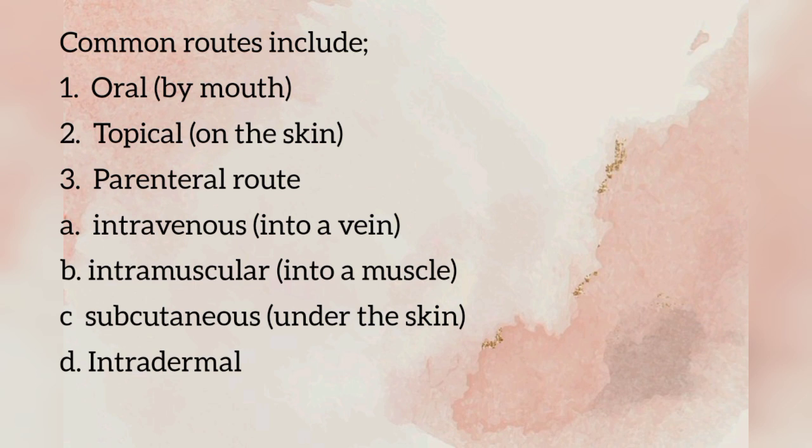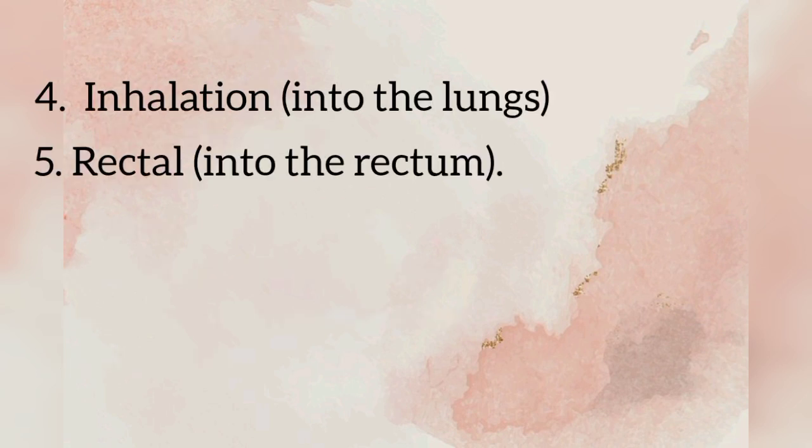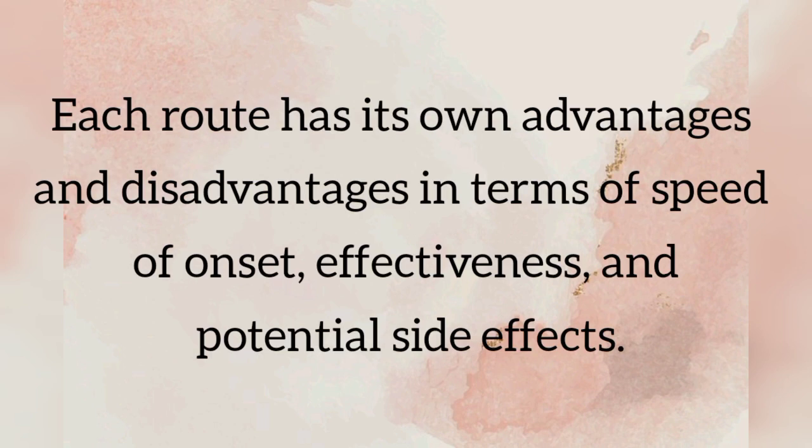other parenteral routes. Drugs can be given either intravenously, intramuscularly, subcutaneously, or intradermally. Drugs can also be given through inhalation, that is through the nose, and also through the rectum. Each route has its own advantages and disadvantages in terms of speed of onset, effectiveness, and potential side effects. For example, drugs given intravenously have a rapid onset of action since they are given directly into the blood, while drugs that are taken orally take some time before they work.